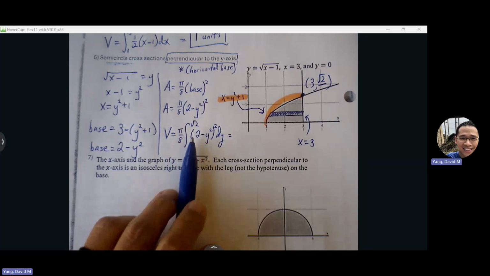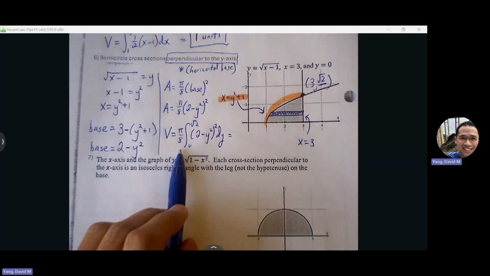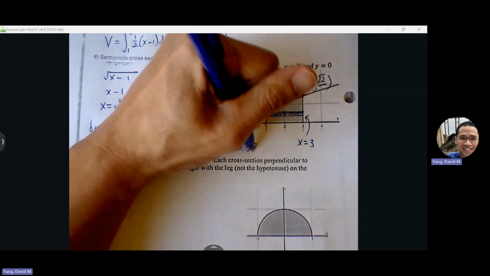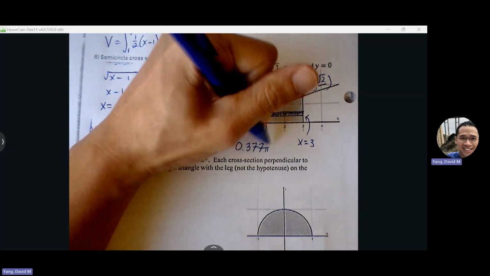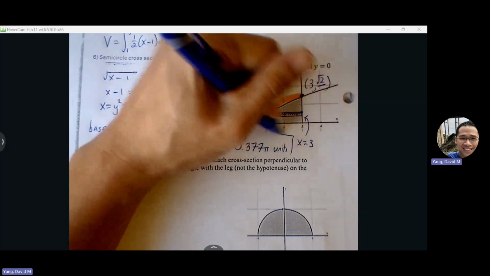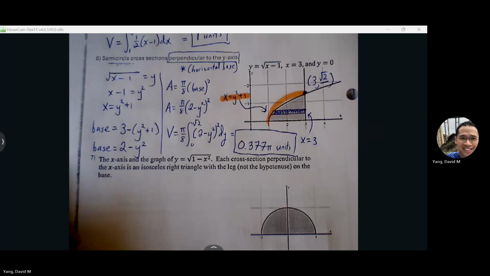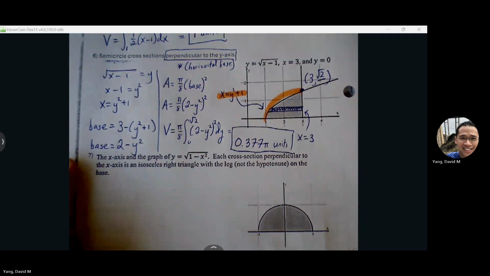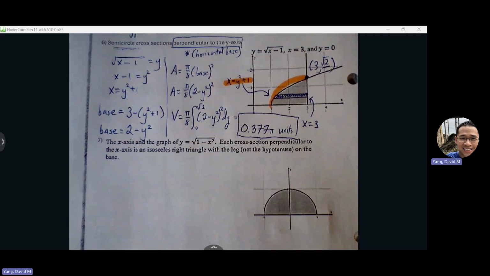Or just do 1/8 and then leave pi out of it so that you can have a chance of providing exact value. But I think it ends up giving us a decimal. So round to 3 decimal places, attach pi at the end. All right, finish with 7. Try this one.